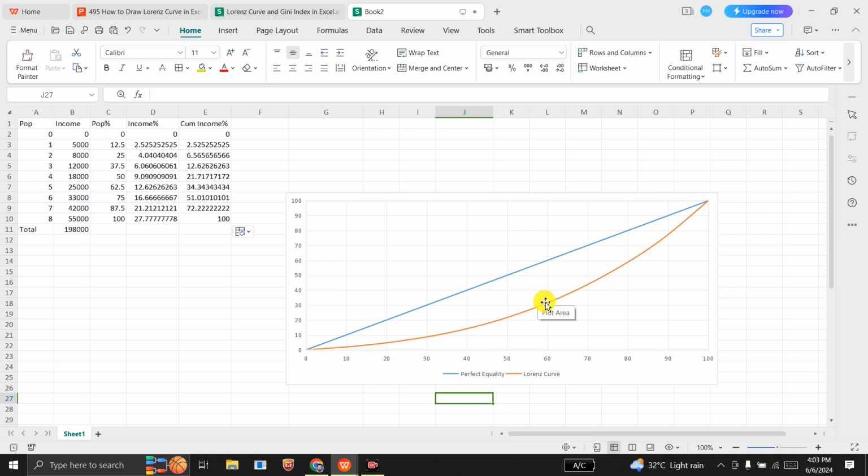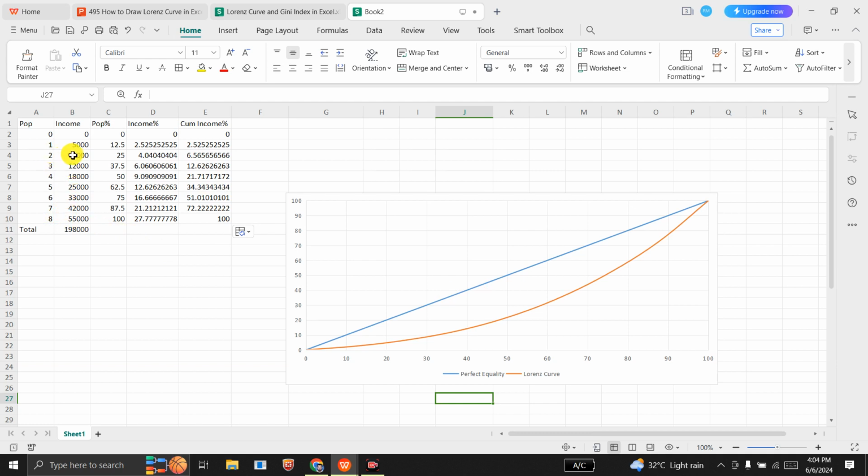inequality. In case the Lorenz curve is this one, then everybody gets an equal percentage in the total income, and in that case the Gini coefficient is equal to 0. In case the Gini coefficient is equal to 1, then the last person gets the entire income, and the rest of the people get nothing.